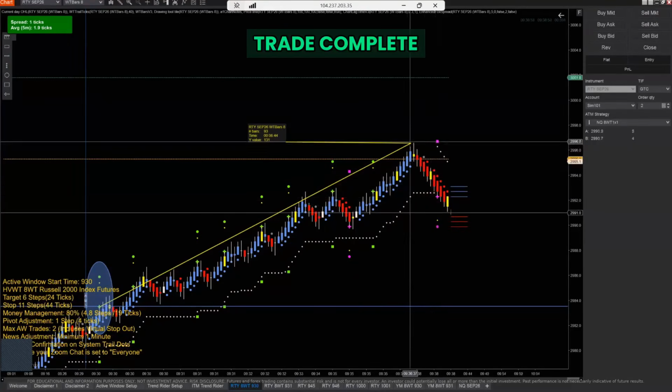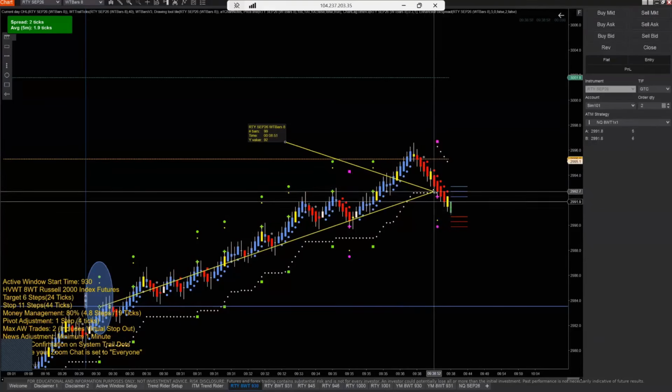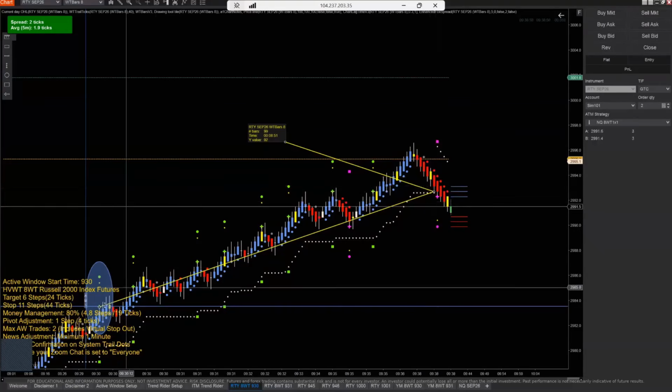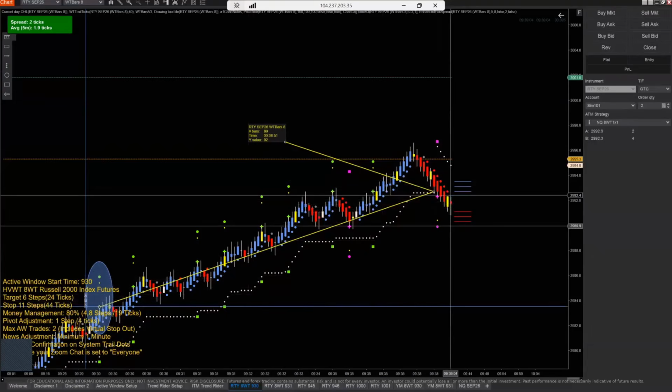That trade now complete. And we are done. Great trade. For about 8 minutes of work, 92 ticks from this systematic entry, a little bit less from our adjusted entry. But there you go.